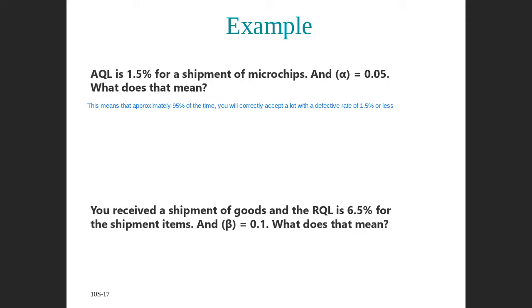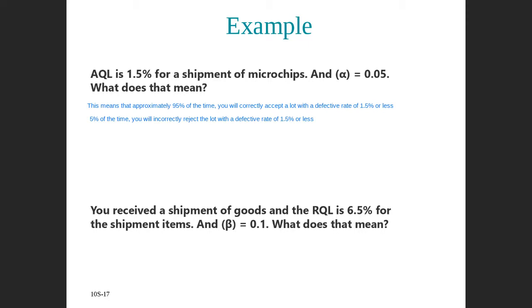In other words, we can also interpret this on the opposite side, based on the producer point of view. We can say 5% of the time you will incorrectly reject the lot with a defect of 1.5 or less. Why we say that? Why did we say it is 5%? Because the 5% refers to the producer risk, which is the alpha.